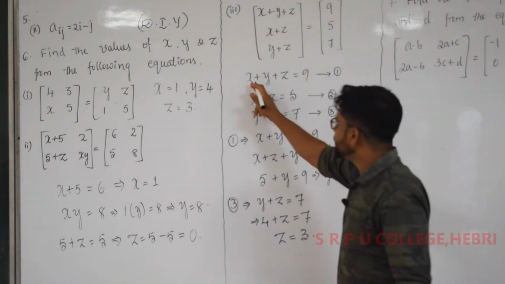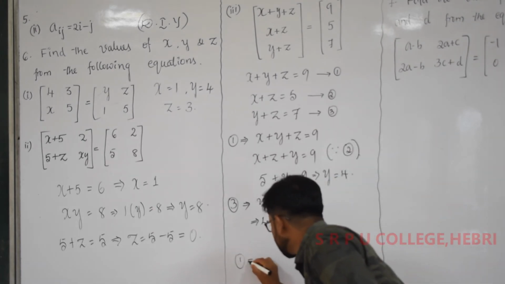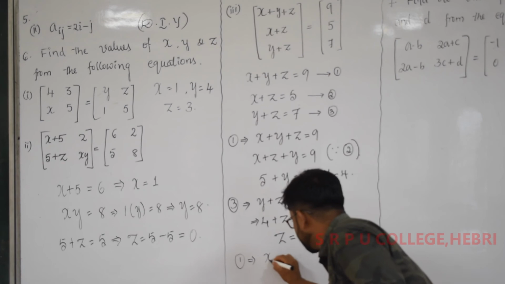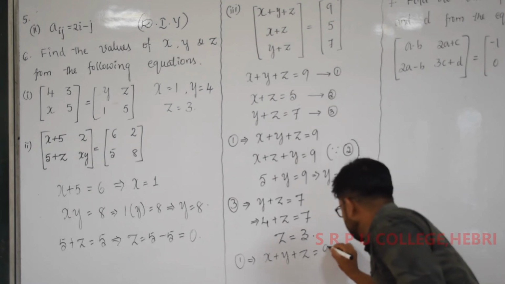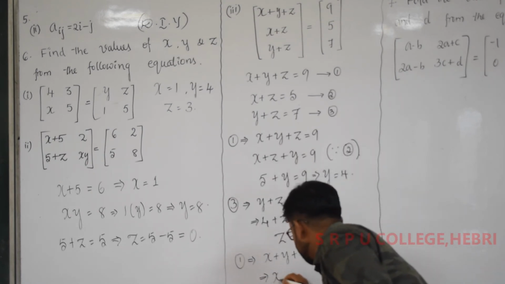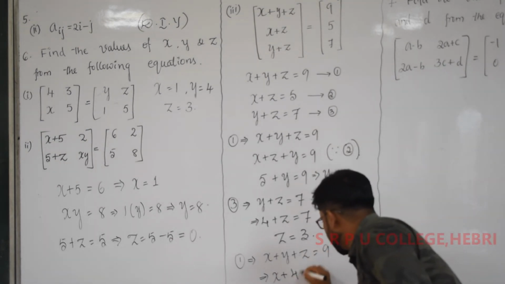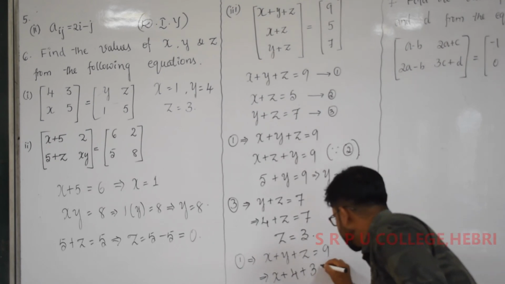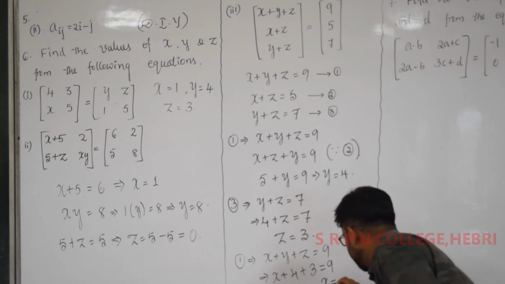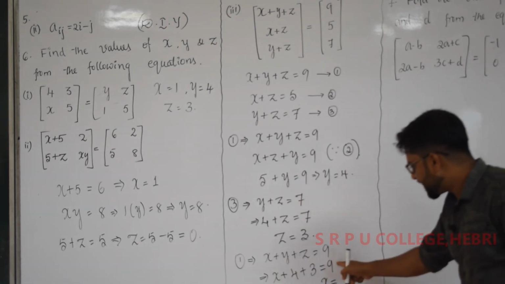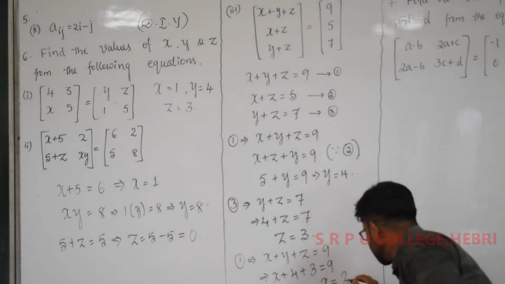Now we need to find x value by substituting those 2 values in the first equation. So equation 1 implies x plus y plus z is equal to 9. Already we have the values: y is 4, and z is 3, is equal to 9. Finally x value we can find here, x is equal to 9 minus the sum of 4 plus 3, which is 7. 9 minus 7 is 2, x is 2.